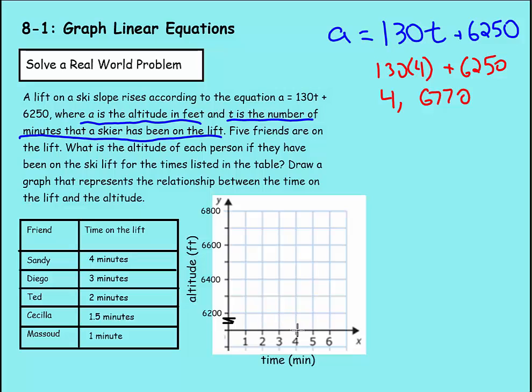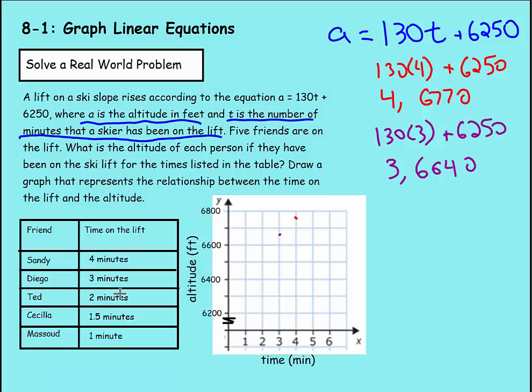So if I plot that out, I would have 4 minutes. 6770 looks to be somewhere around here, pretty closer to the 800 than the 600 here. Now I have Diego. Diego spent 3 minutes on that lift. So Diego would be 130 times 3 plus the 6250. 130 times 3 is 390 plus 6250 would be 6640. So my new point would be 3 for t, what we plugged in, and then the 6640 for A. Here's 3 for t, 6640 is somewhere around here.